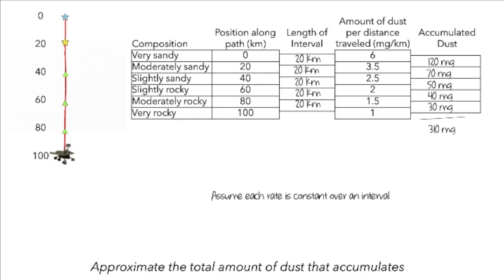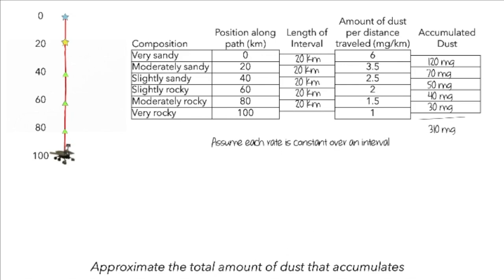Now, it's important to keep in mind that we've been making a big assumption. Since we're assuming that each rate was constant over the corresponding 20-kilometer interval, our answer of 310 milligrams is not necessarily the actual amount of the accumulated dust. Rather, it's an approximation of the total amount of dust that has accumulated on the solar cells.